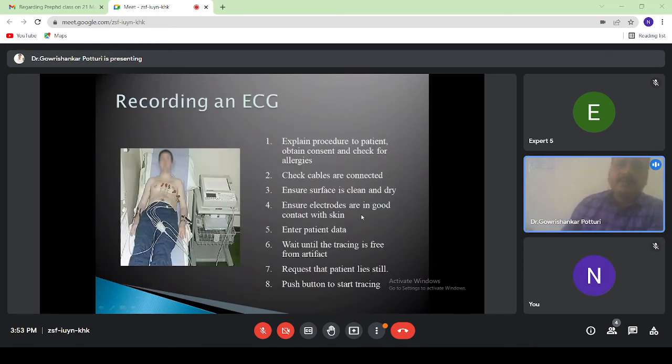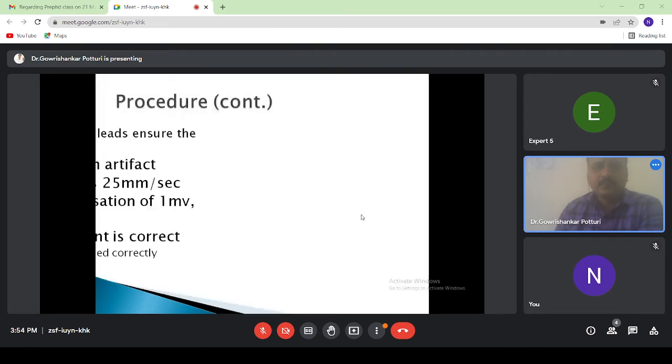Now, recording an ECG: explain the procedure to the patient, obtain consent and check for allergies, check cables are connected, ensure surface is clean and dry, ensure electrodes are in good contact with the skin, enter the patient data, wait until the tracing is free from artifacts, request that the patient stay still, push the button to start tracing.